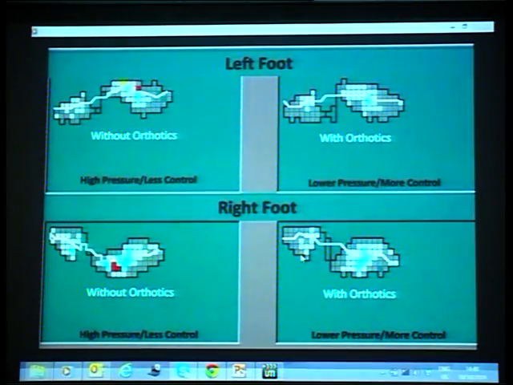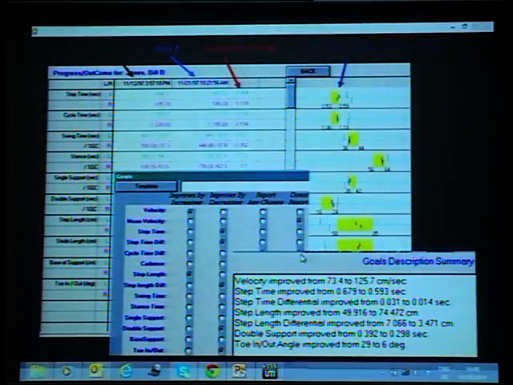The GateRight portable gait analysis system from EMS Physio.